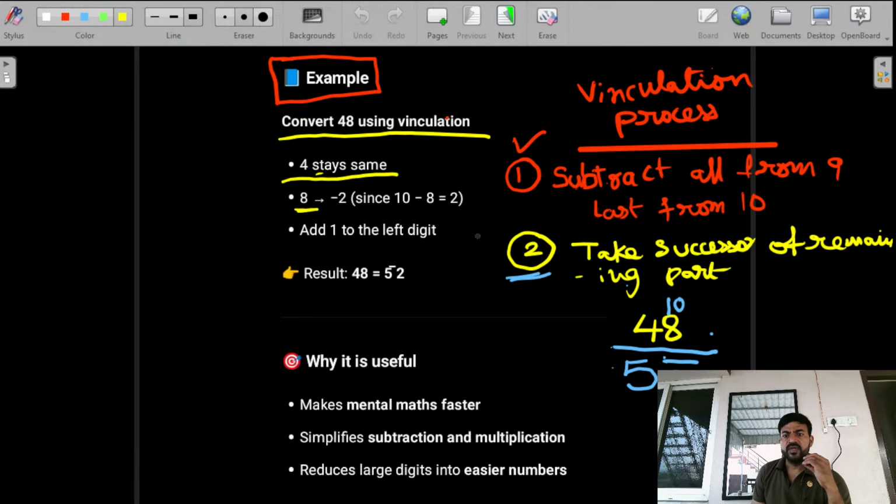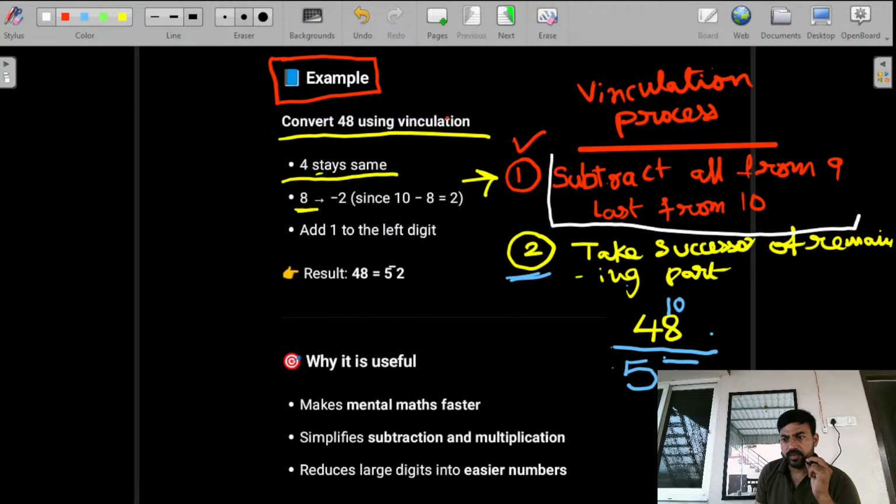See, vinculation process also. Subtract all from 9, last from 10. First step is same, remember. First step is same for even subtraction using all from 9 last from 10, or vinculation process or devinculation process. First step is same for all processes. Remember this. That is the reason you have to remember this: all from 9, last from 10.